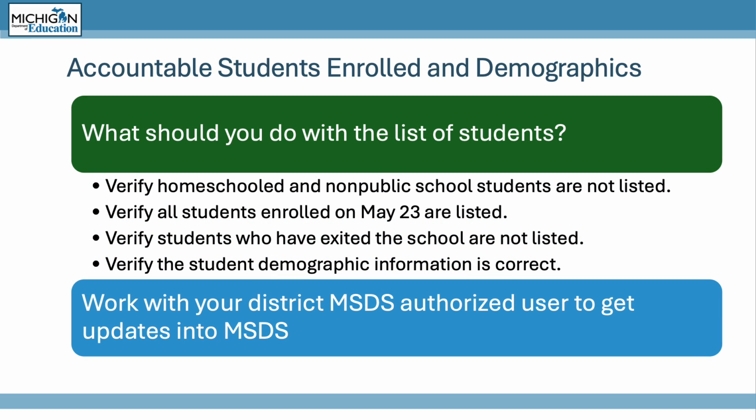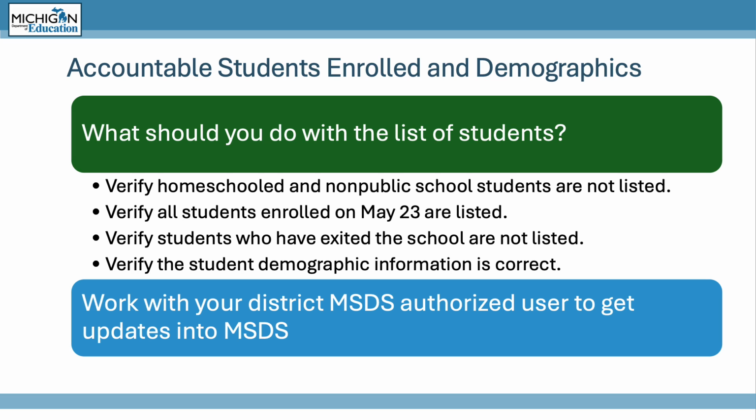What should you do with this list of students and demographics? Well, you start by verifying that homeschooled students and non-public school students are not included on the list of enrolled students. You also need to verify that students who are currently enrolled are listed. Make sure to continue to verify the student enrollment through the deadline, but it's only going to include students who are enrolled in MSDS as of May 23rd.